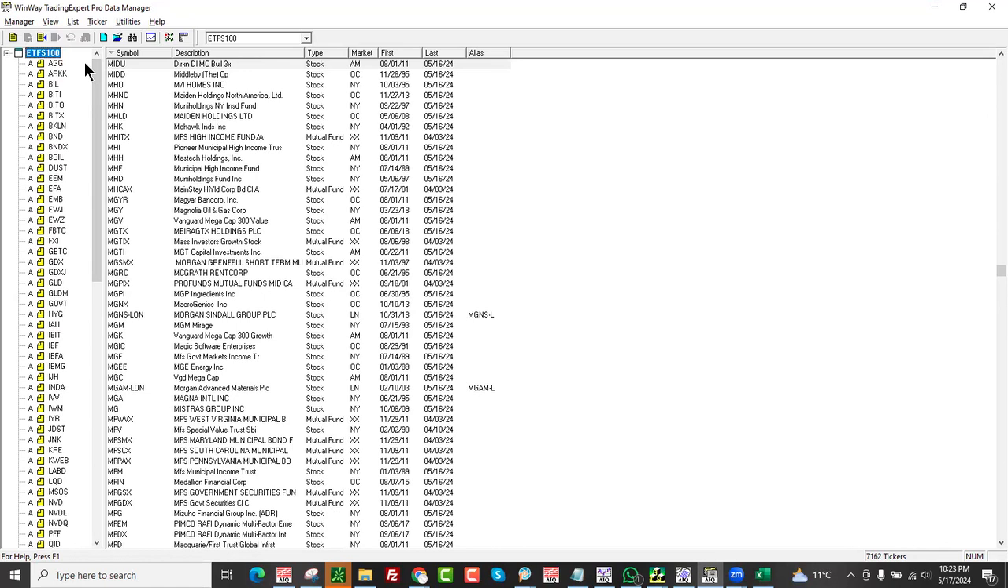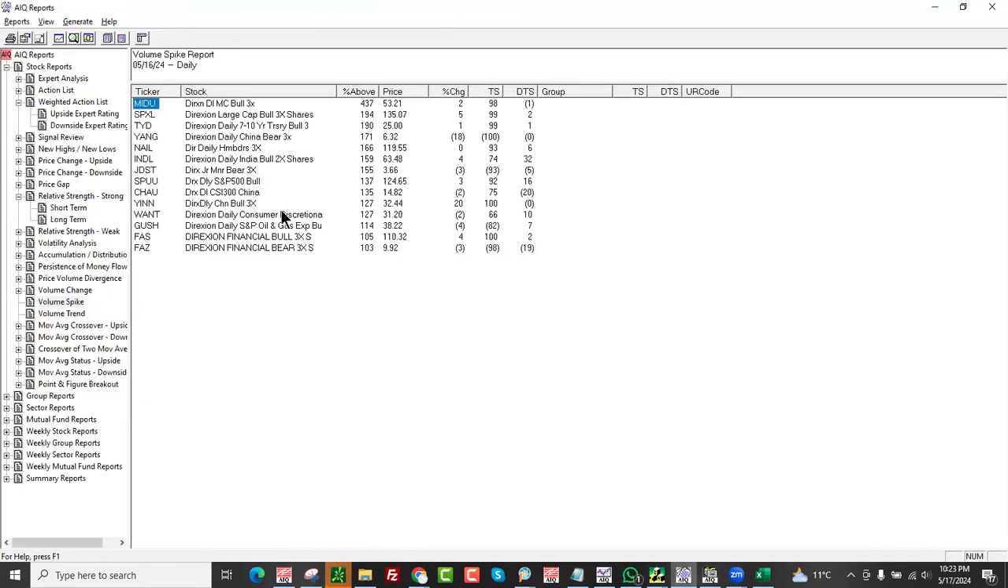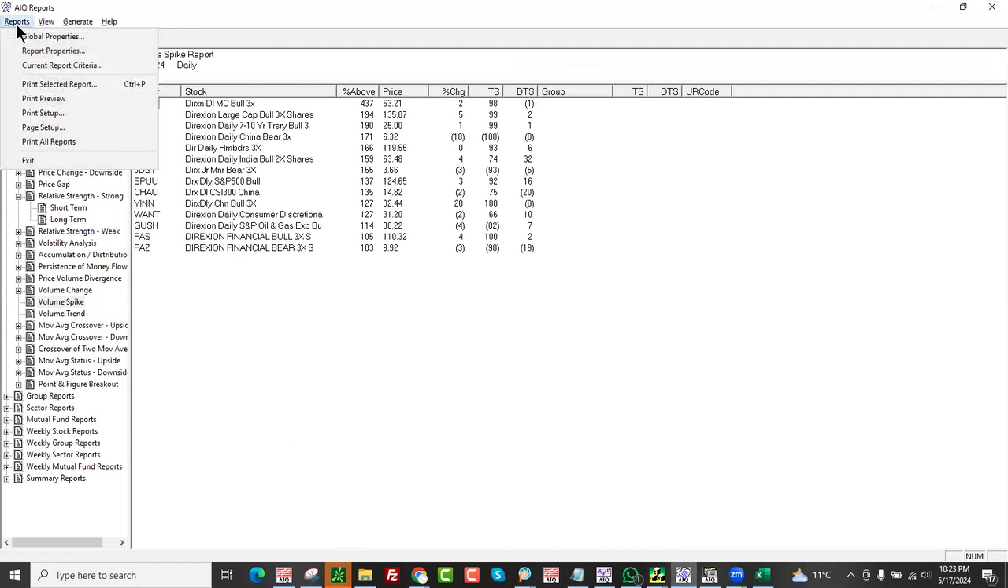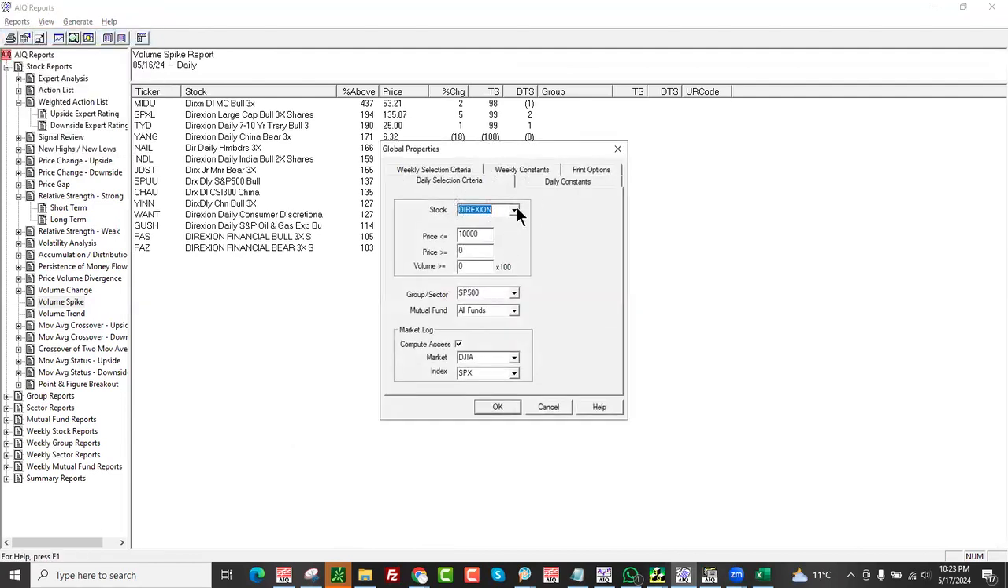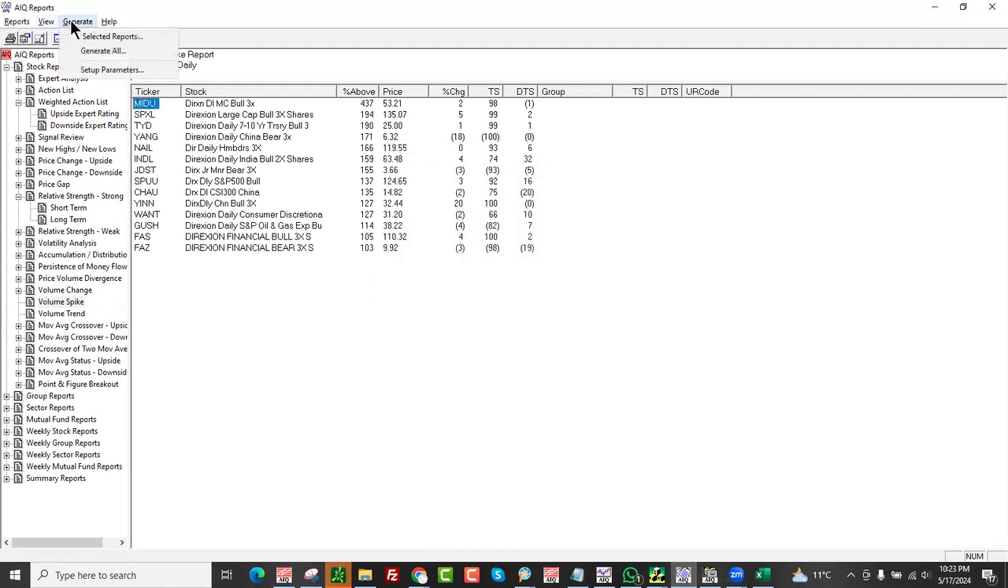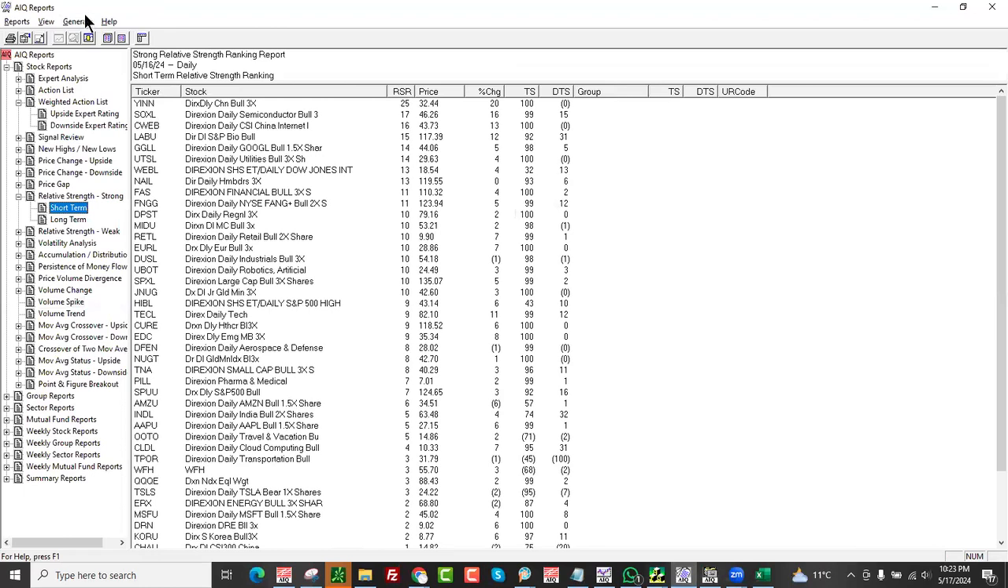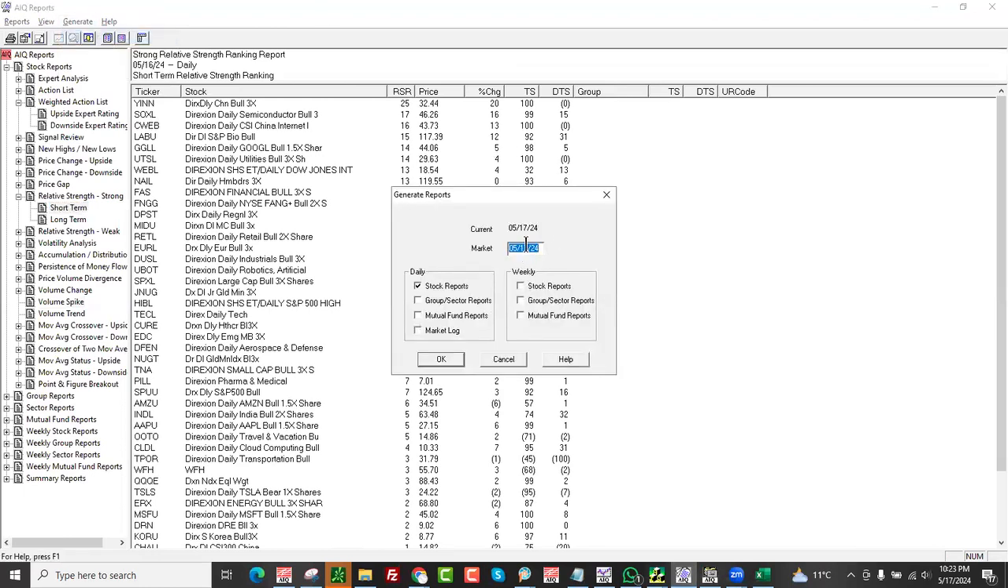So again, I could also take that ETF list, ETFs 100. Since it's in the system, I can run it within our canned reports just by going to global properties here. Moving down to the ETFs 100, there it is right there. And I click OK, and actually, let's just generate the relative strength report for just that selected report. And we'll do that for yesterday.